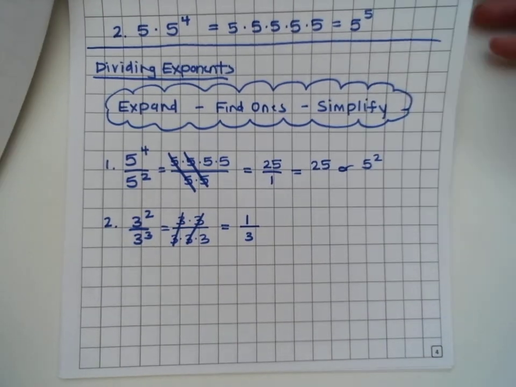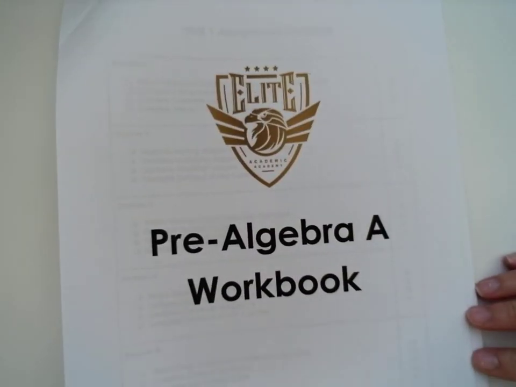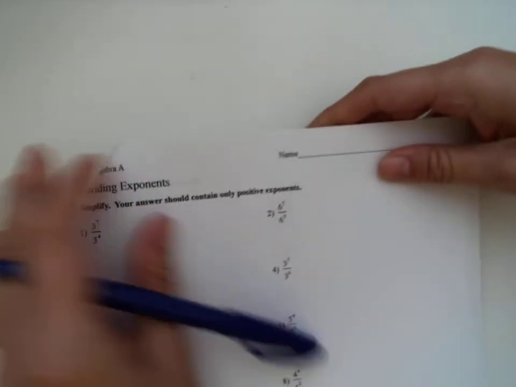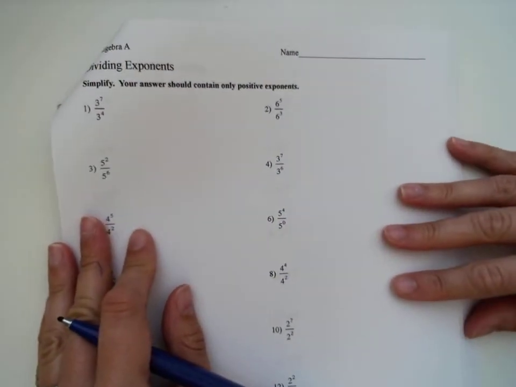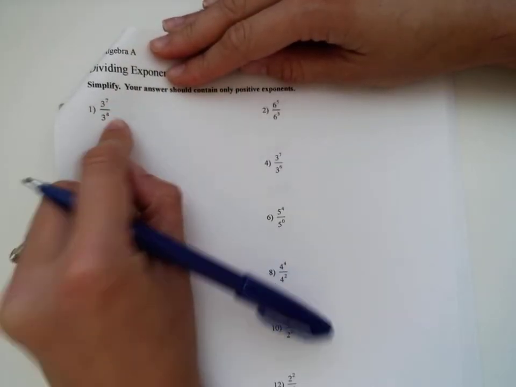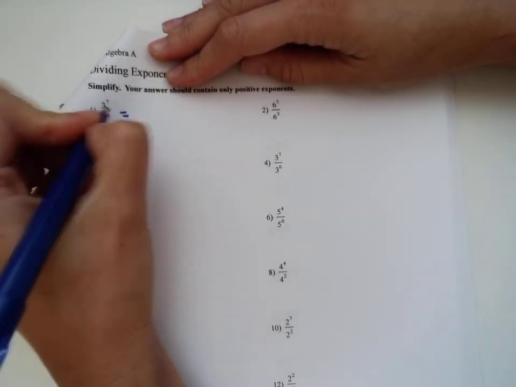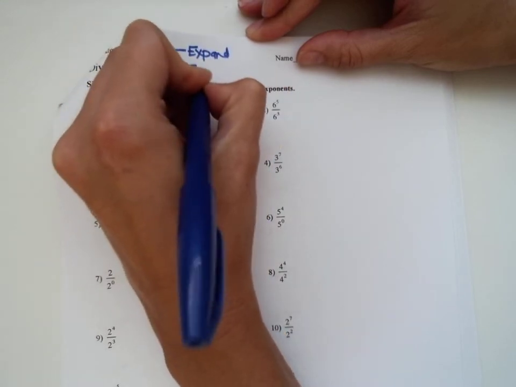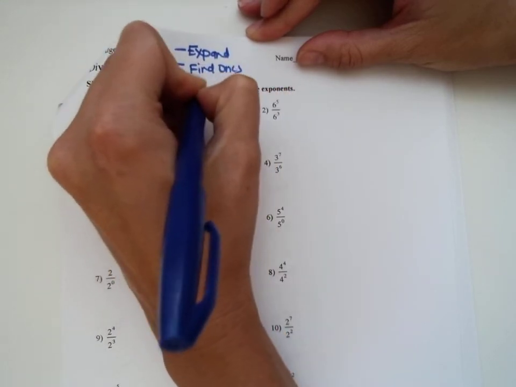Okay, let's take a look at your assignment for dividing exponents. So we will switch over to your pre-algebra A workbook, and we're going to open to the dividing exponents page. So let's look at number 1, 3 to the 7th power divided by 3 to the 4th power. We're going to expand, then find ones, and then simplify.